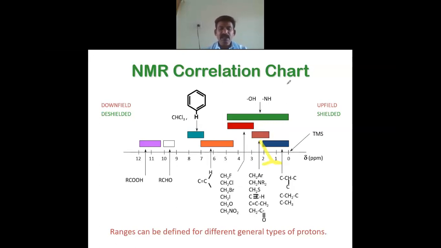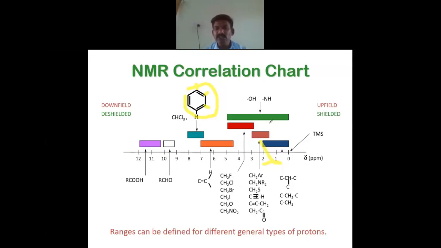Now, for example, benzene protons. Benzene contains an alkene-type functional group, and those protons are present between 6 and 8 ppm. In aromatic compounds, this hydrogen, this hydrogen, and this hydrogen are all present between 6 and 8 ppm.